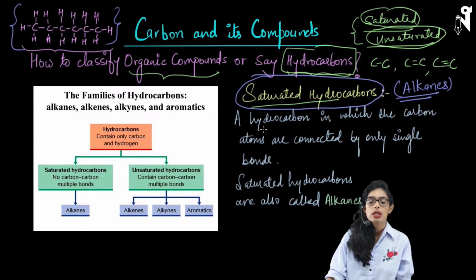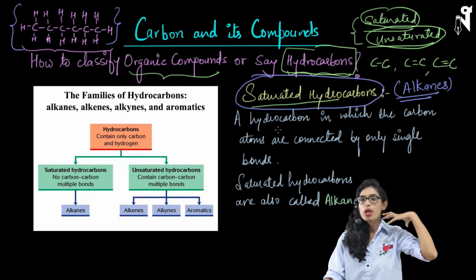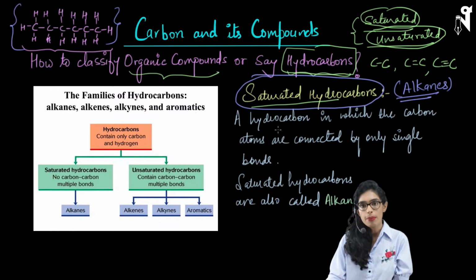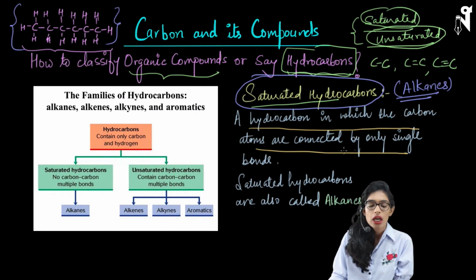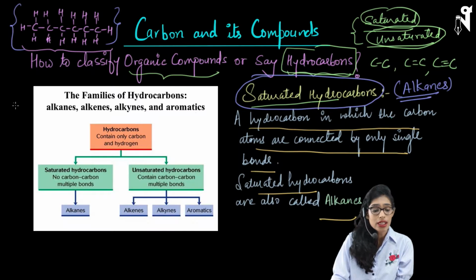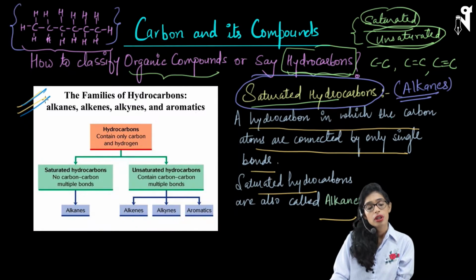Saturated hydrocarbon is a very generic term, and alkane is a very specific term to the types of compounds. So let's see the definition over here. Hydrocarbons in which the carbon atoms are connected through the single bond are called saturated hydrocarbons, and are also called alkanes. Now let's see the table over here, or the diagram which I have drawn, or you can say the classification which has been shown over here.